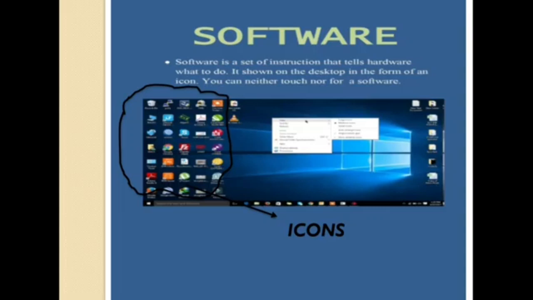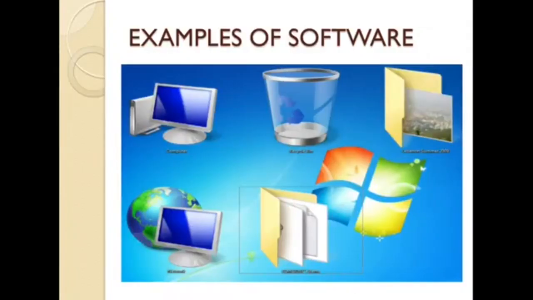Okay, I have to show some softwares. See the examples of software. The first icon is computer. The next one is recycle bin. This is the dustbin. Whatever files you delete go into that dustbin. That is called recycle bin. The next one is folder. If you create any files, you have to keep them in some folders. The next one is network. Network means you have to connect to the internet. The next one is also a folder. So these are the examples of software.